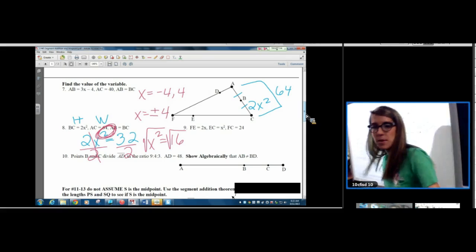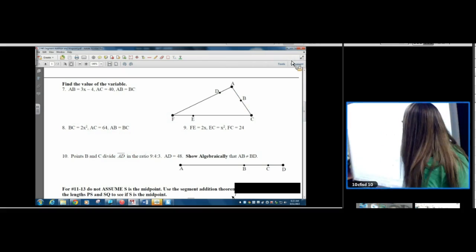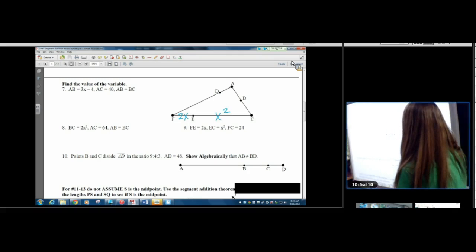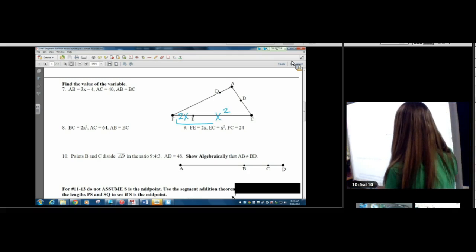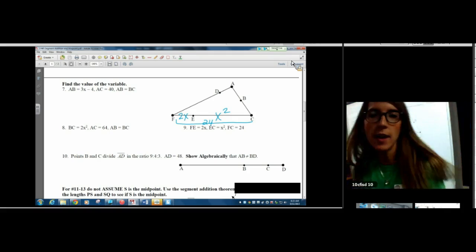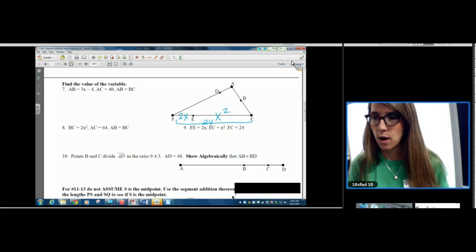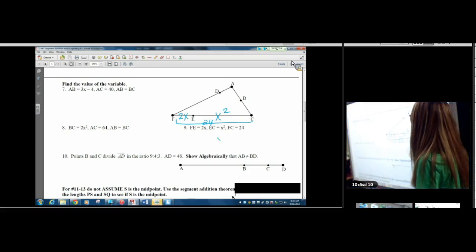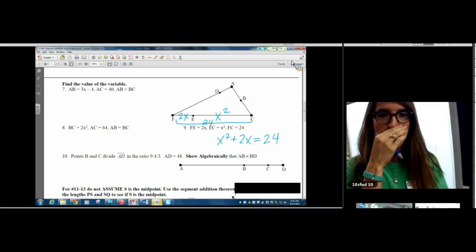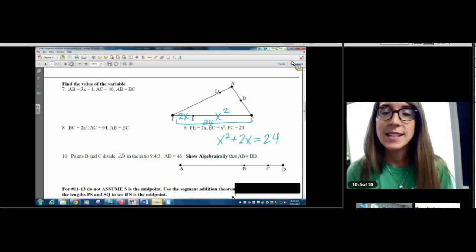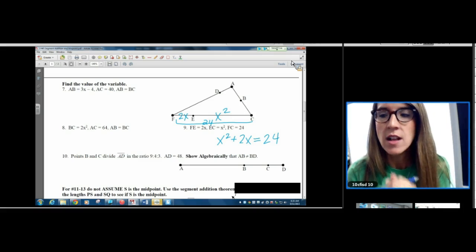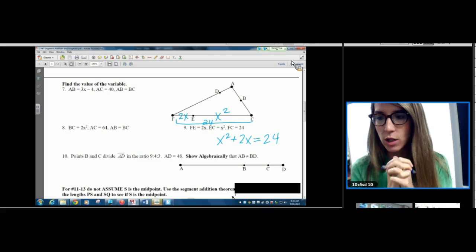Okay, the next one is number 9. Number 9, FE is 2x, EC is x squared, and FC is 24. We want to find the value of x. This is not a midpoint problem. This is a segment addition problem. We know segment addition, part plus part equals whole. That's a quadratic that has to be factored. 8 was a quadratic that didn't have to be factored. This one has to be factored because it has a middle term.